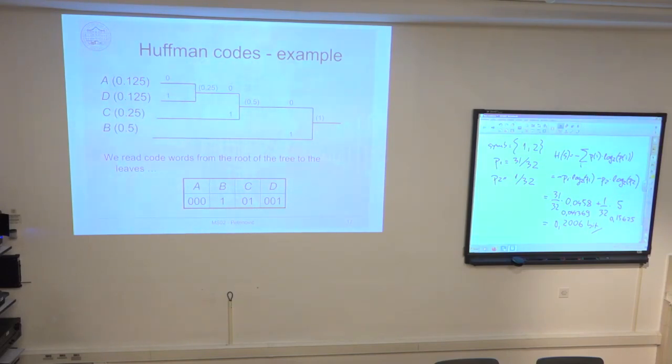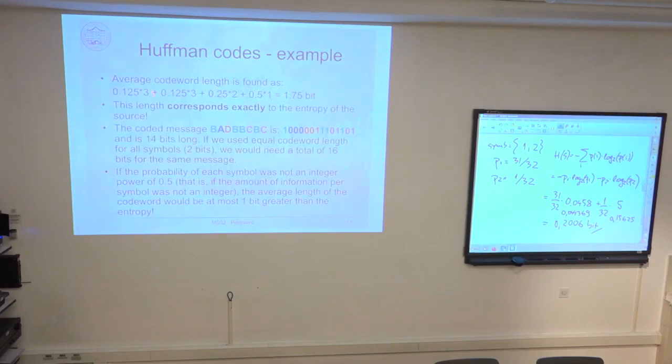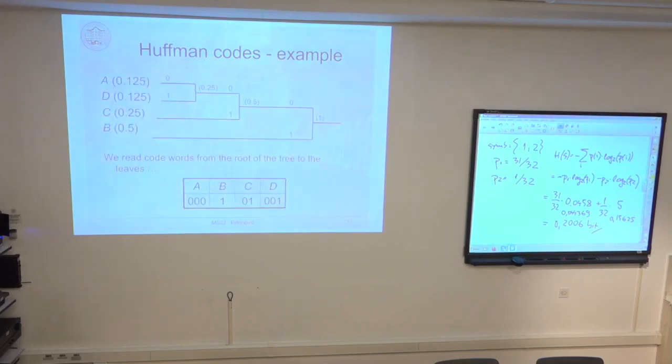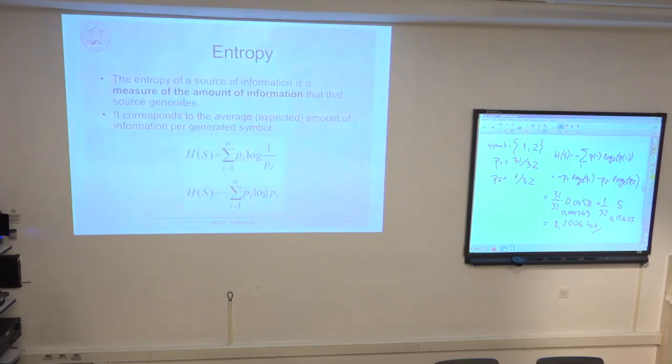I have chosen the probabilities of the symbols such that the average code length, which is simply the number of bits for the first symbol times its probability, plus the number of bits for the second symbol times its probability, and so on, adds up for all the symbols to 1.75. If I compute the entropy according to its definition, the negative sum of the probability times logarithm base 2 of probability, I get exactly the same value, 1.75 bits.